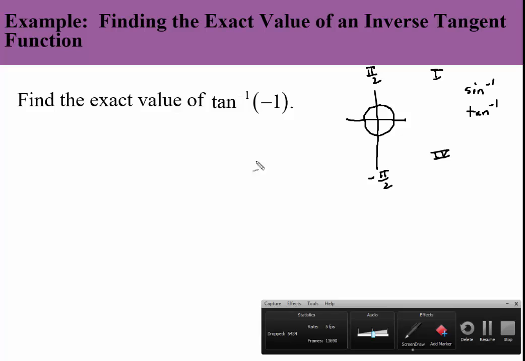Now, where is the tangent negative 1? Well, the tangent's positive in this first quadrant. It's negative down here, and it's only negative 1 wherever the sine and the cosine are the same values, but opposite signs. So I would say this answer would be negative pi over 4. Now, if you want to do this by letting this be theta, we'll do that as well.